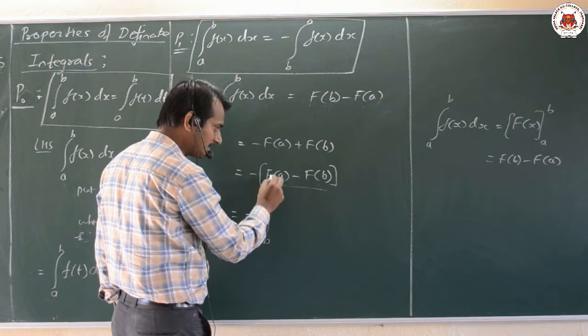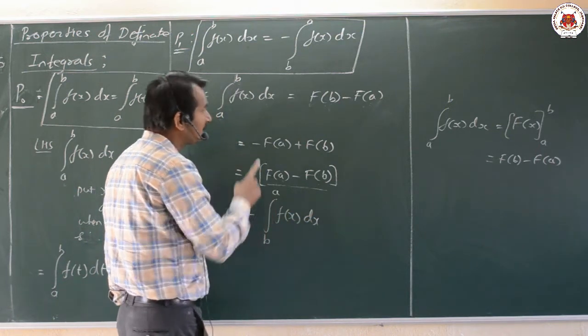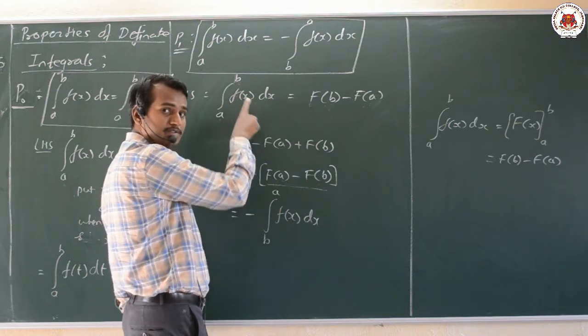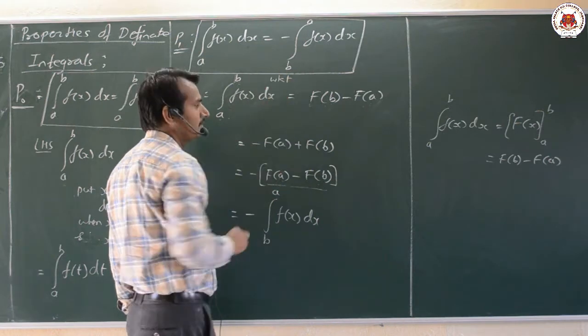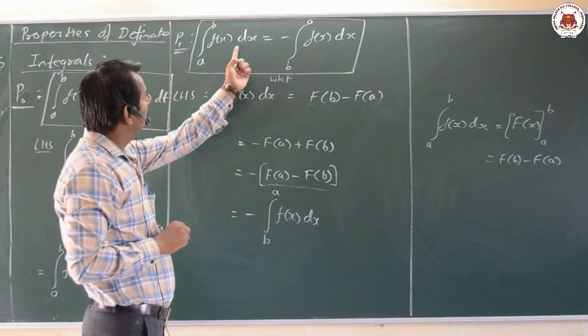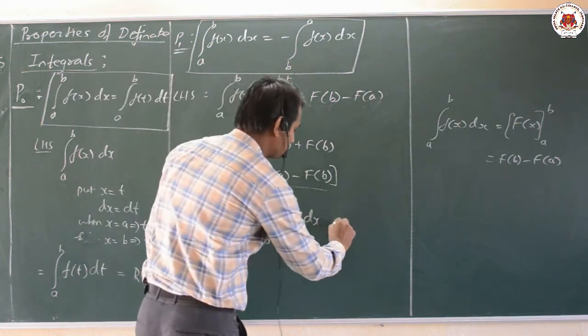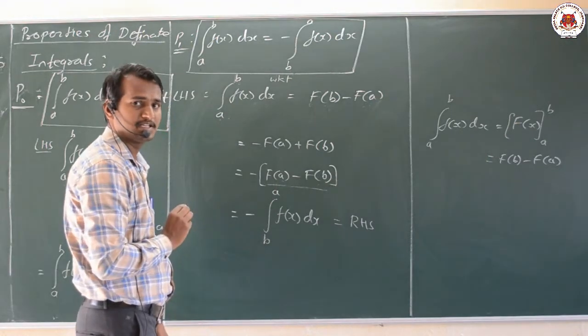And capital letter F means its integral value will be f of x dx because of this particular property. We know that. Okay, this is our formula, what we had learnt in the previous classes. That is nothing but our required result, which is our RHS. Okay, dear students, very simple thing it is.